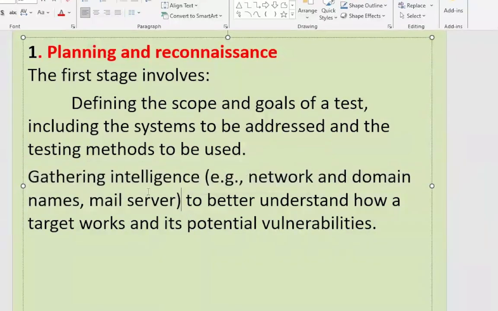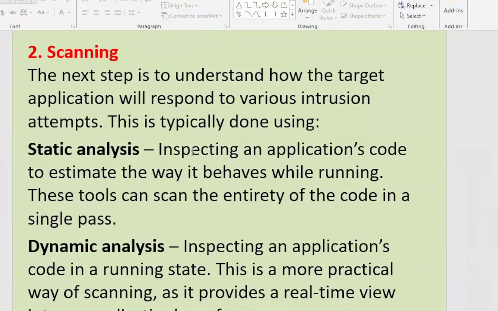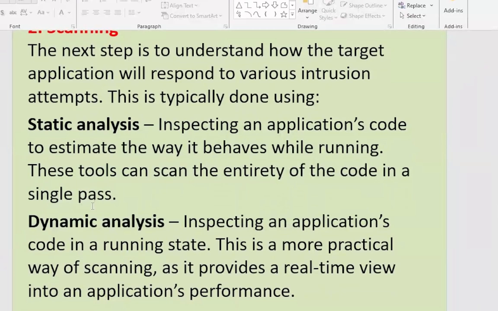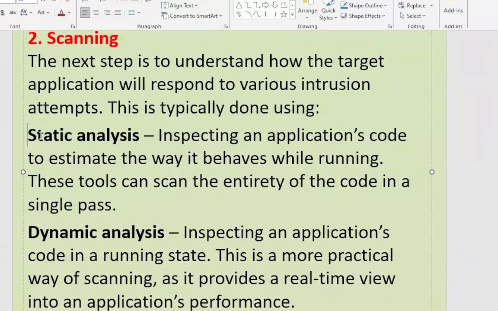The next step is to understand how the target will respond. First is static analysis. You don't need to know much about this. These are the advanced portion, but a little bit you must know right now. First is static analysis. Second is dynamic analysis. What is static analysis? Inspecting an application's code. This is a single pass.